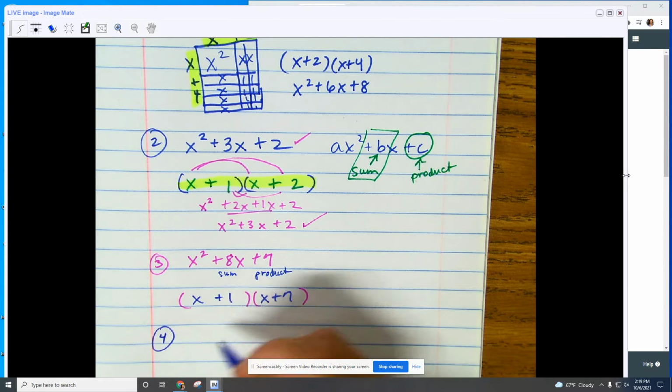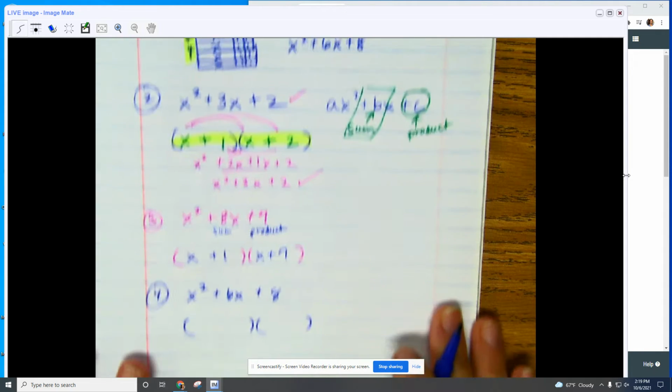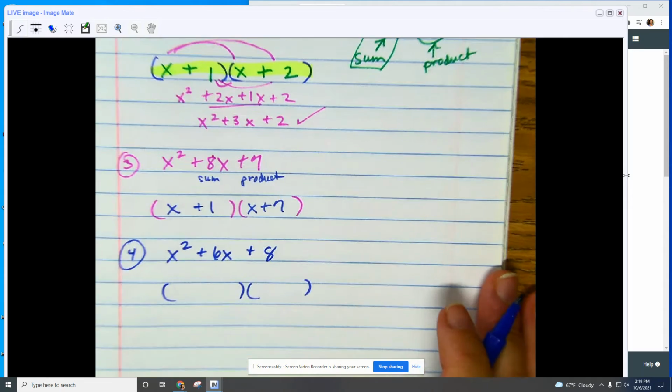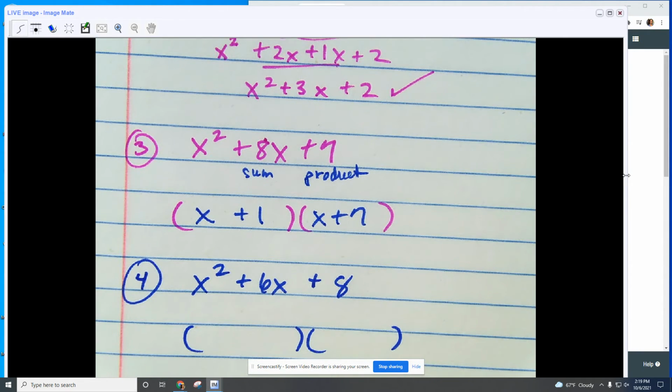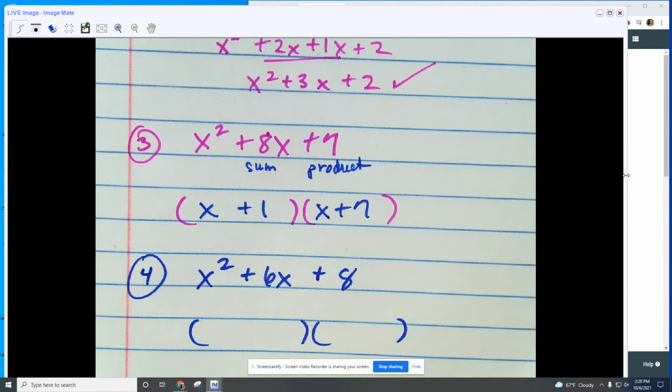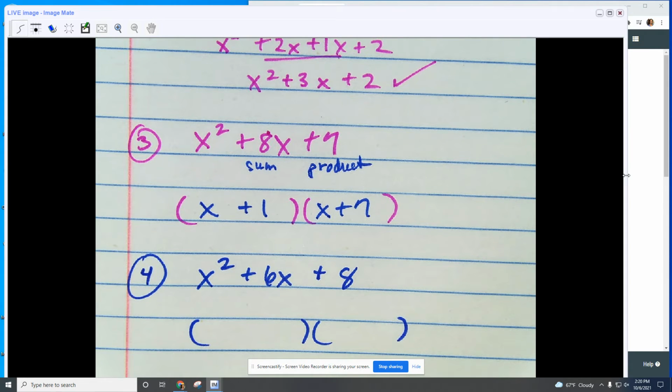Okay, here we go. Here comes your next one. X squared plus 6x plus 8. Ready, go. What times what equals 8 and adds up to 6? All right, I'm going David for this one. David, what'd you get for what times what equals 8?